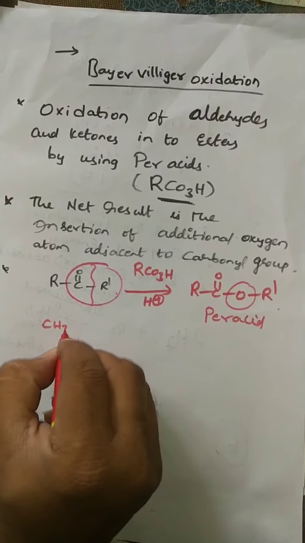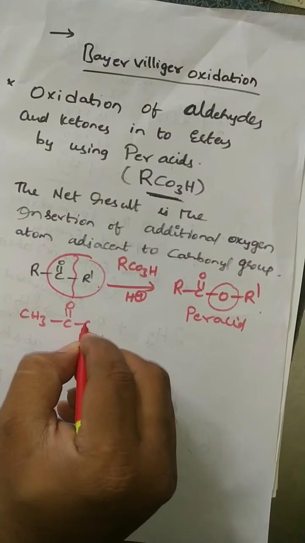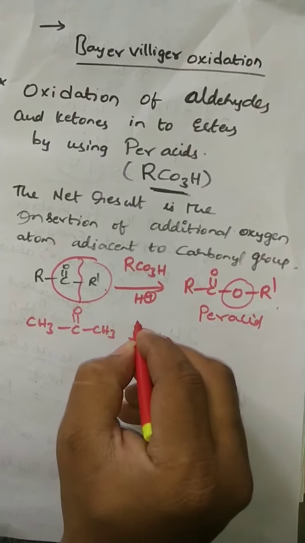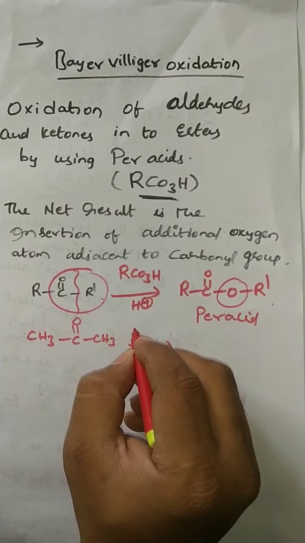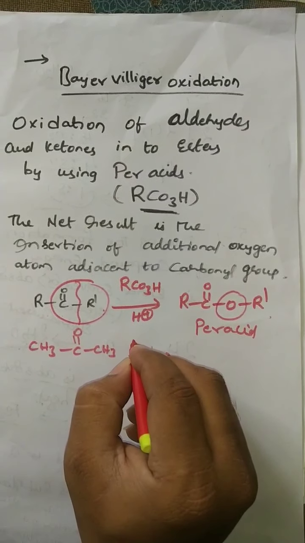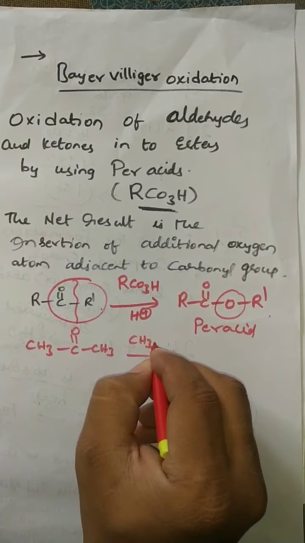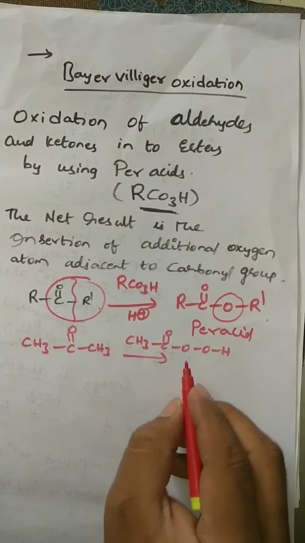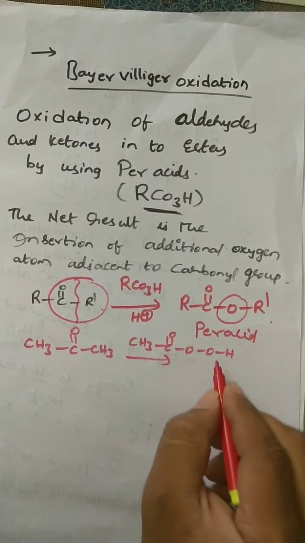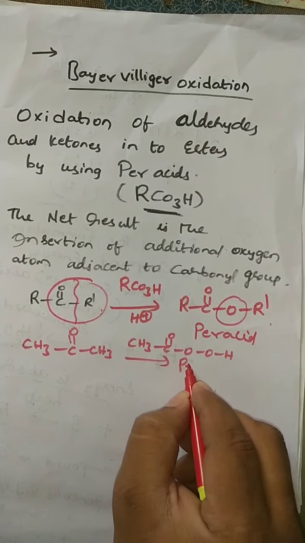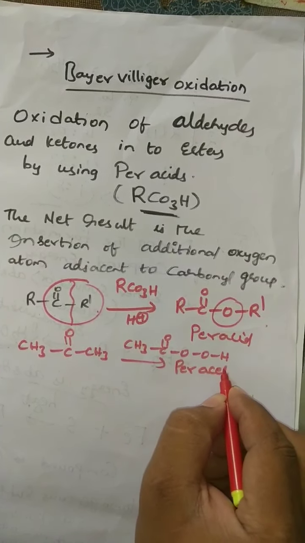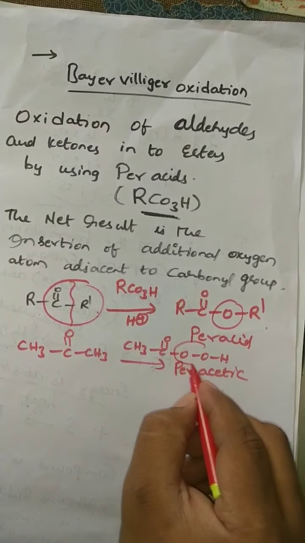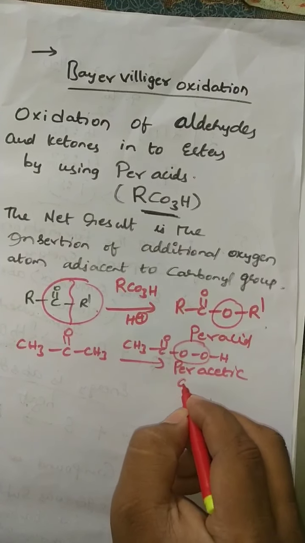Suppose you take acetone, CH3 C double bond O CH3, in the presence of per acetic acid. What is the structure? Acetic acid, you know, CH3COOH. One extra peroxy linkage is there. This is not acetic acid, this is per acetic acid. An extra peroxy linkage is there.